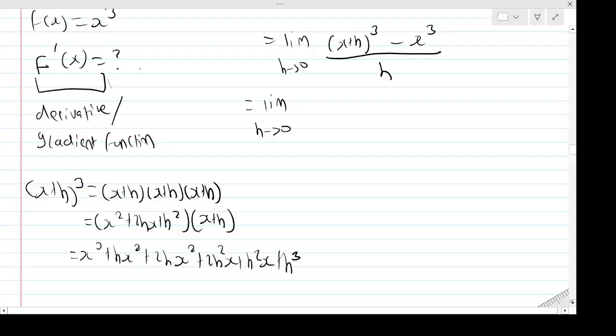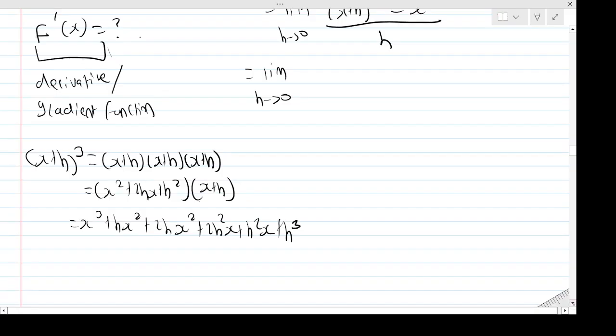And actually we can simplify, we can collect some like terms here. So you have an x cubed, and then we can collect this like term, hx squared, then we have 2hx squared, so that's 3hx squared. Then we can also collect the h squared x term here.